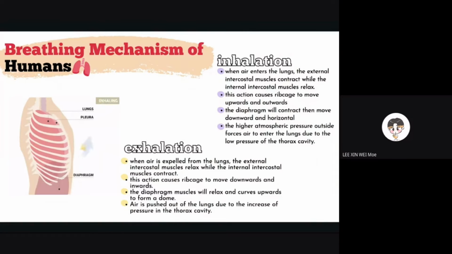Moving on to the breathing mechanism of humans. As you know, humans breathe in oxygen and breathe out carbon dioxide, and the processes are called inhalation and exhalation. Inhalation: when air enters the lungs, the external intercostal muscles contract while the internal intercostal muscles relax. This action causes the ribcage to move upwards and outwards. The diaphragm will contract, then move downward and flatten.